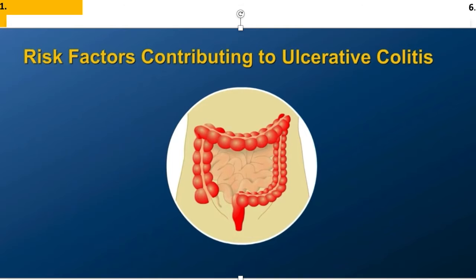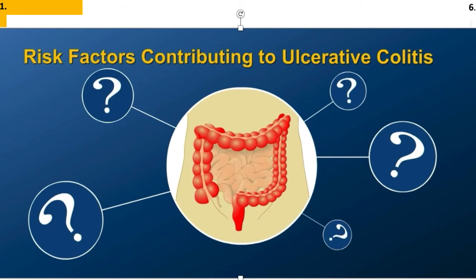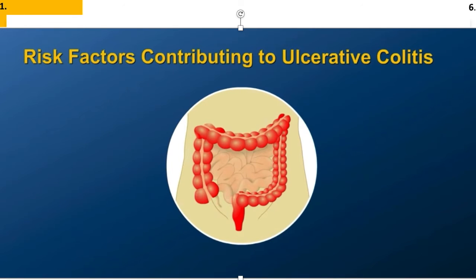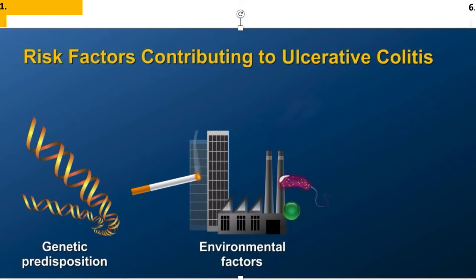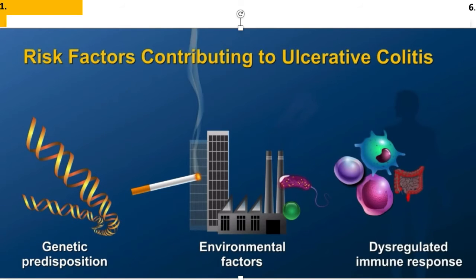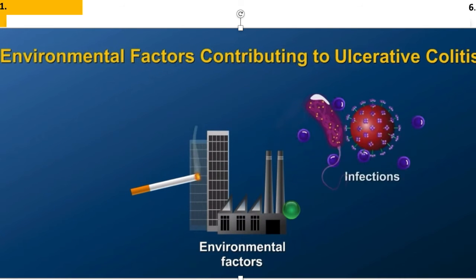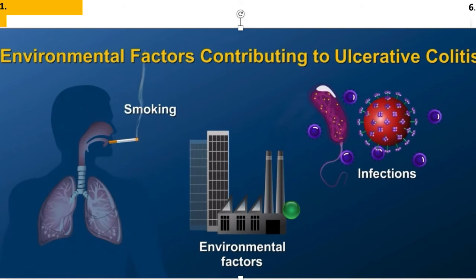The exact cause of UC is not well understood. However, it is thought to be due to three main factors. The first being genetic predisposition, environmental factors, and dysregulated immune response. Environmental factors include exposure to viruses, lifestyle choices, and consumption of NSAIDs.